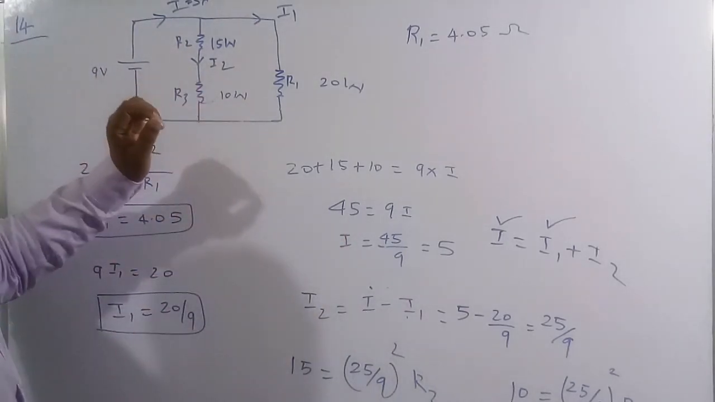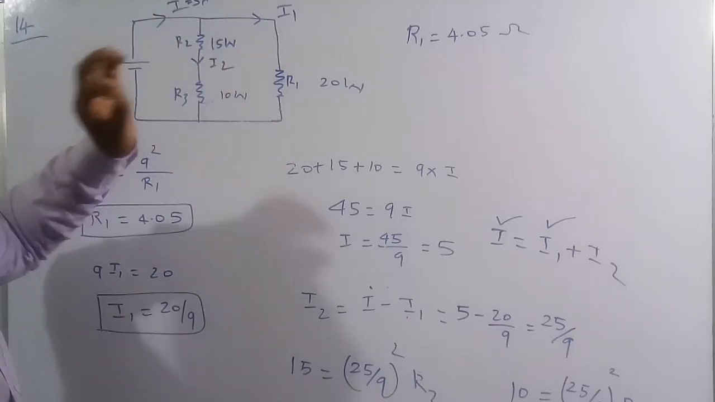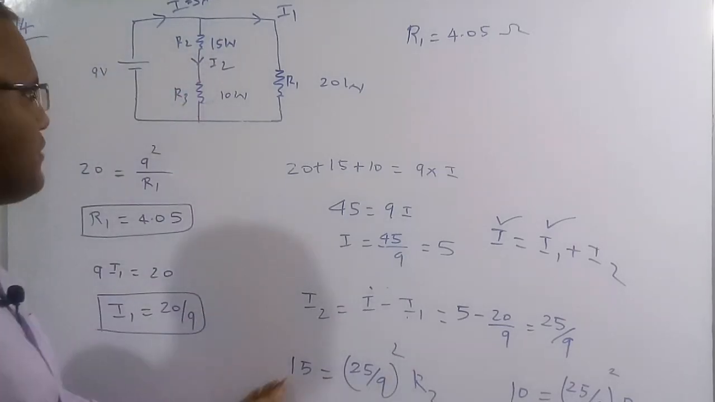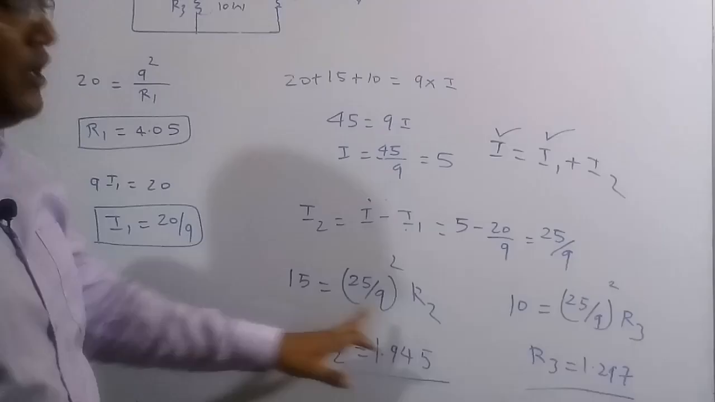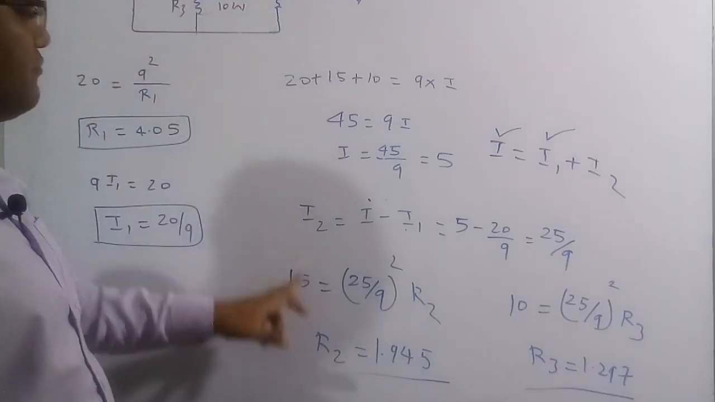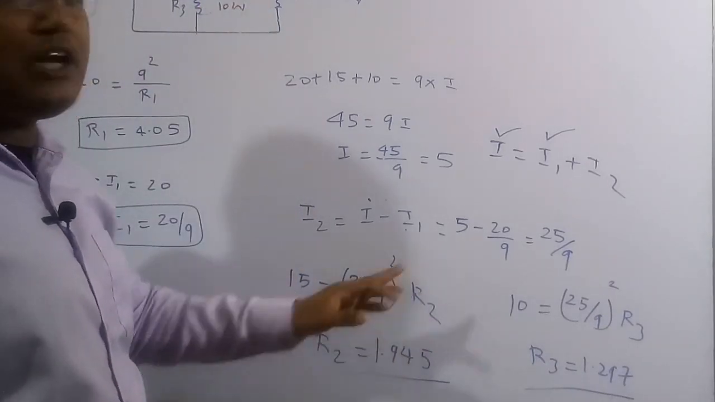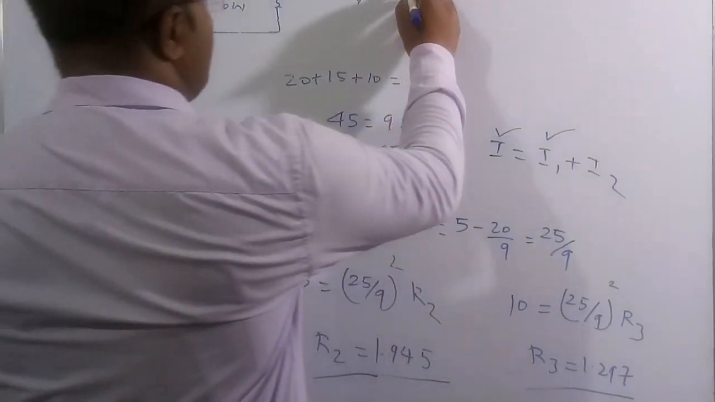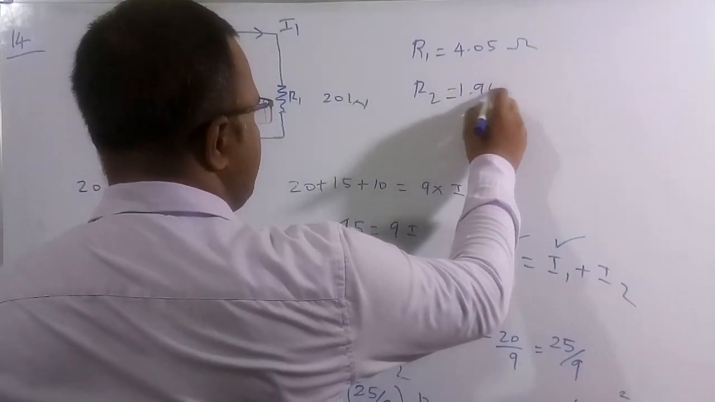So basically now we are going to use power is equal to I square into R. The power is 15 watt, and the current is I2, so 15 is equal to I2 square into R2. So the power absorbed by this second bulb is 15 watt, the current is 25 by 9 whole square, into R2. So we are going to get R2 is equal to 1.945. Therefore R2 is equal to 1.945.